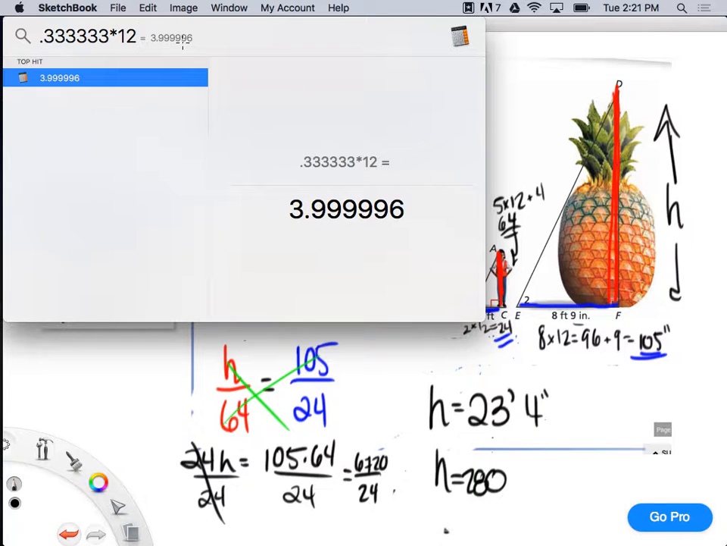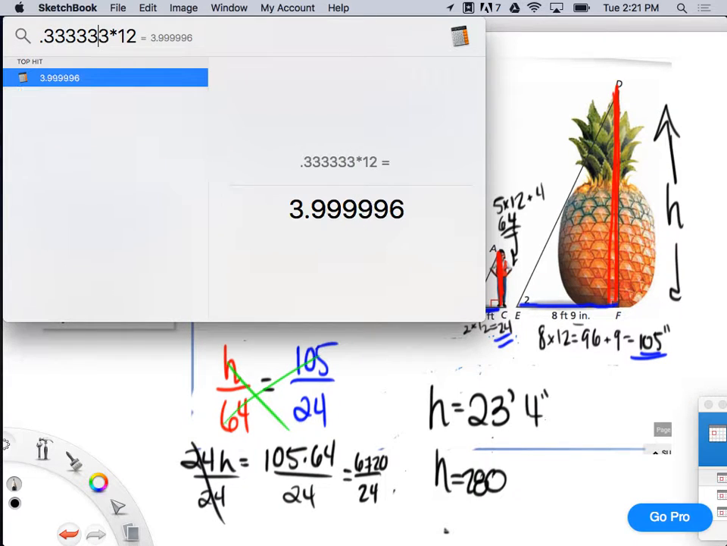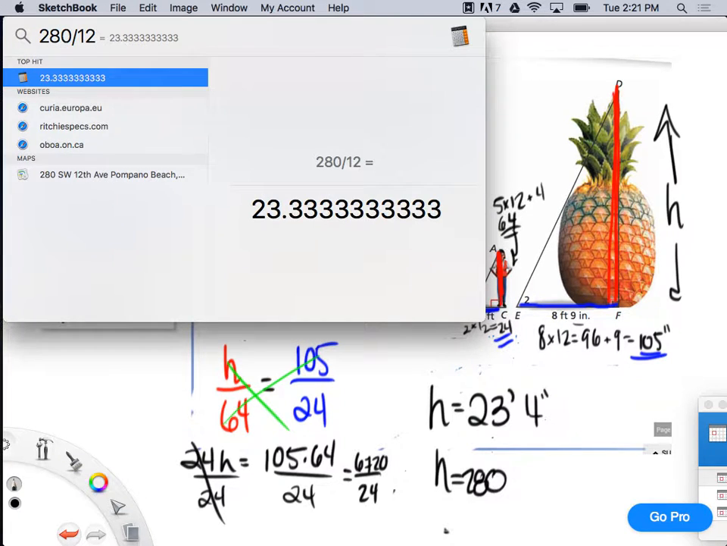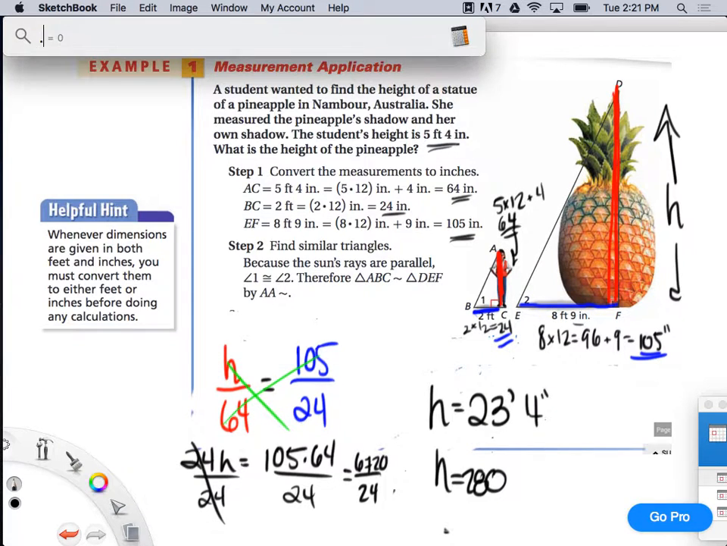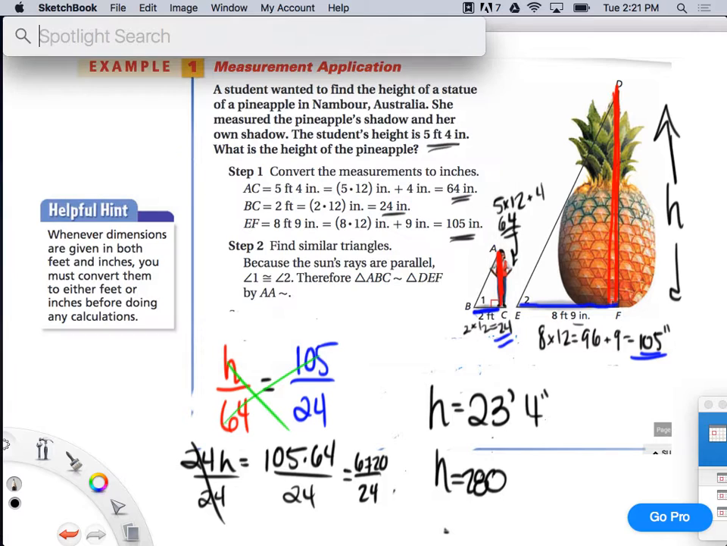Does it matter how many feet you put? Not really, it's just gonna make it look better, you see? Right. So the more 3s, the more closer it is to 4. But you know that it's 4 because it's just repeating. So I got 280 divided by 12, I got 23.333. So I know it's 23 feet, but I have to figure out how many inches. So how do I figure out how many inches? I do 0.333 times 12, and I get 4. Is that pretty clear, guys?